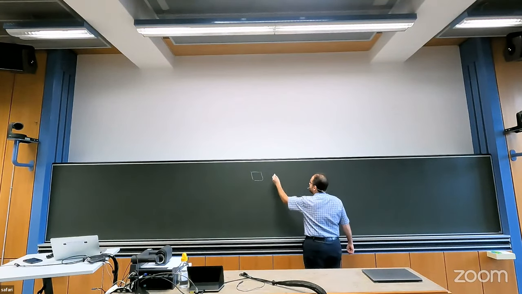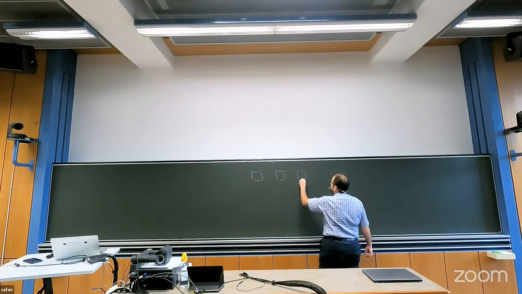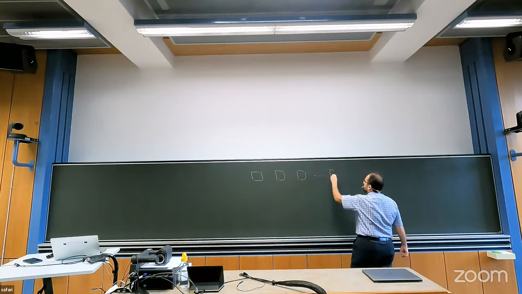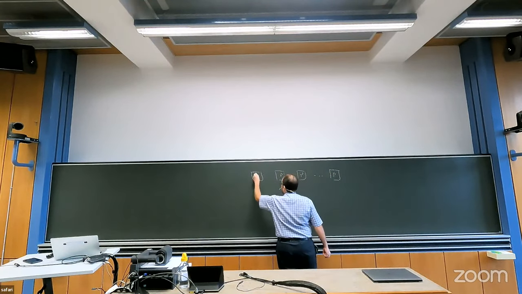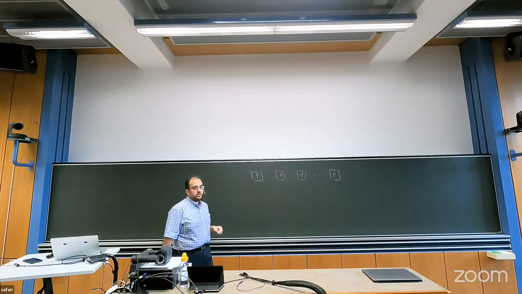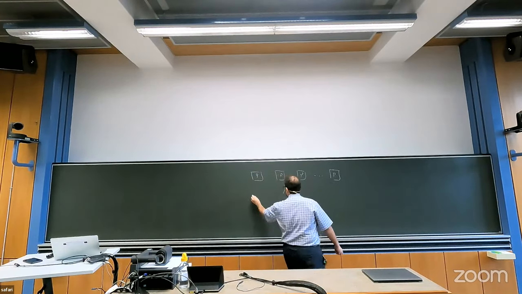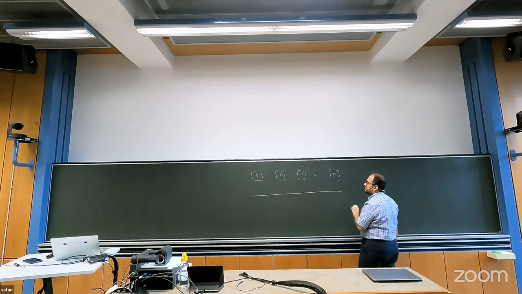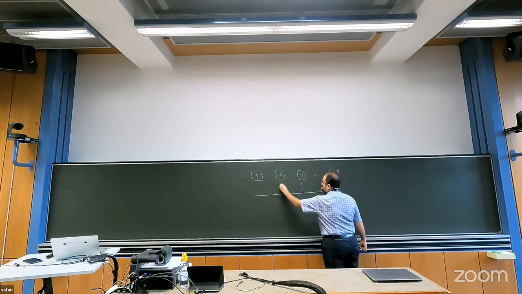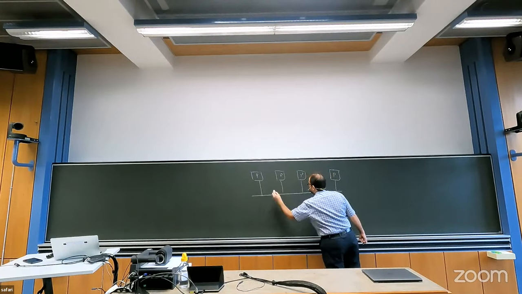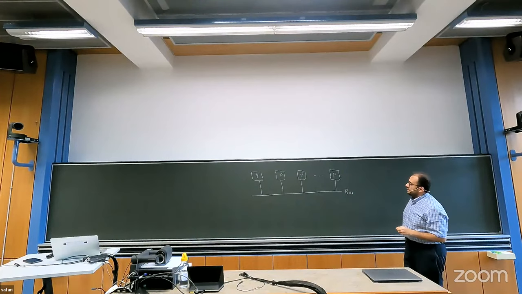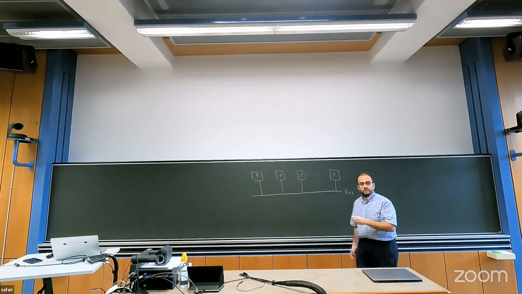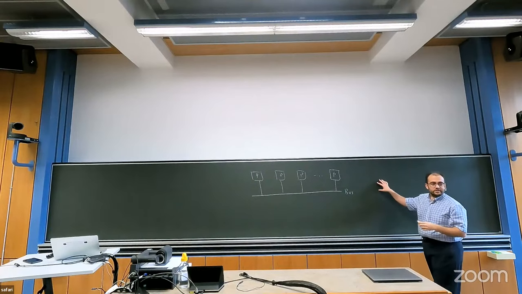Okay. So there are some nodes, let's say processors. When you connect them in a bus interconnection network, you have this shared bus, and each processor is connected to the bus. This is the bus, right?